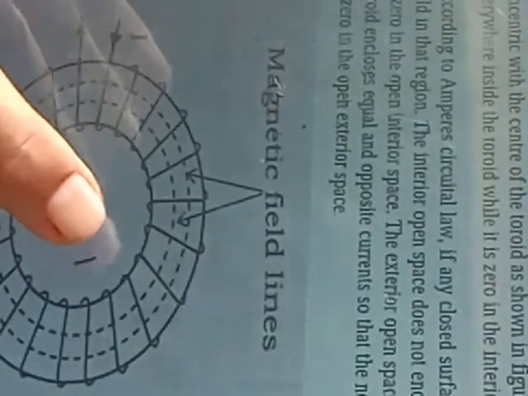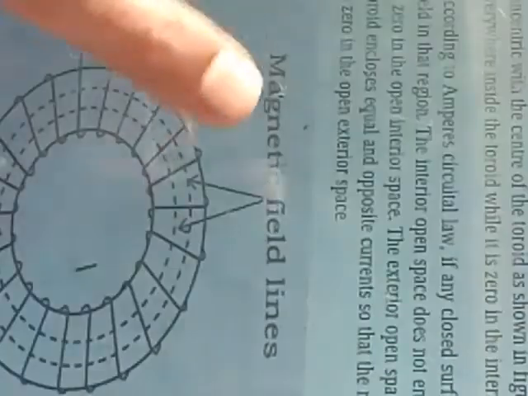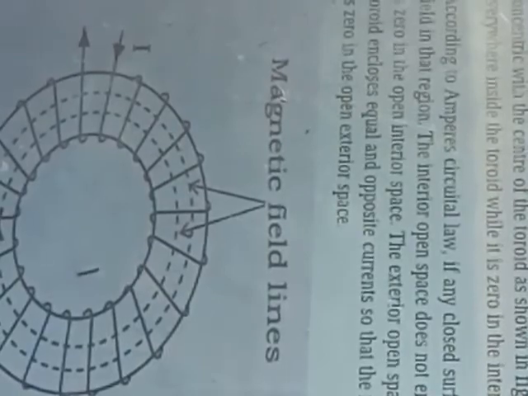बीच में जो space है इधर भी magnetic field create नहीं होगा. The magnetic field lines are what? Circular and concentric with the center of the toroid. Clear? Now what will happen?